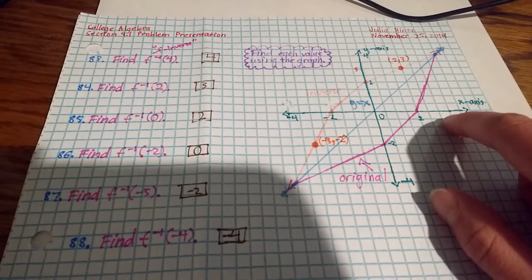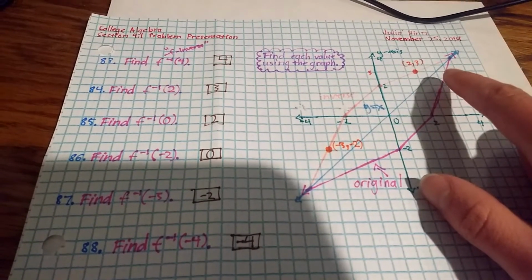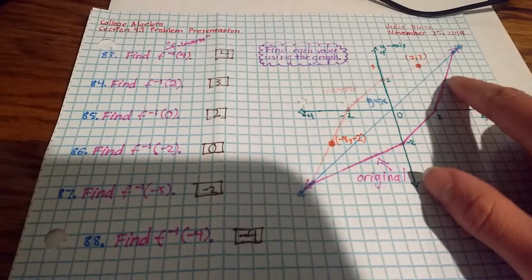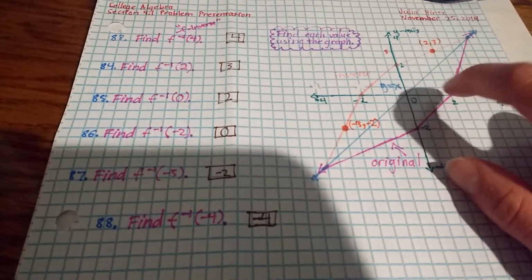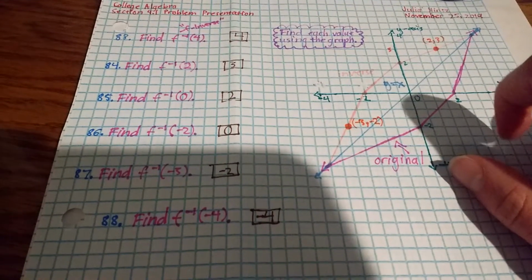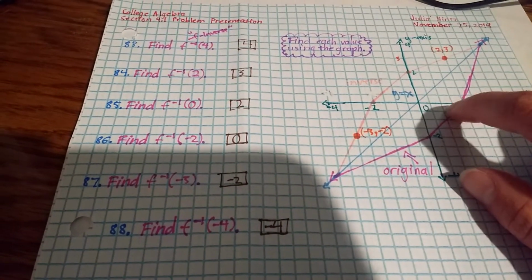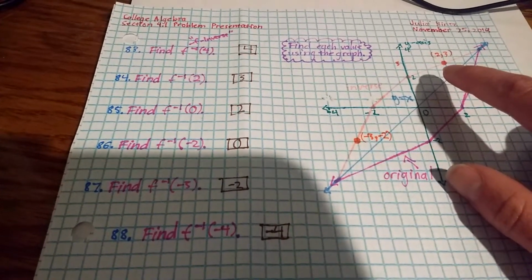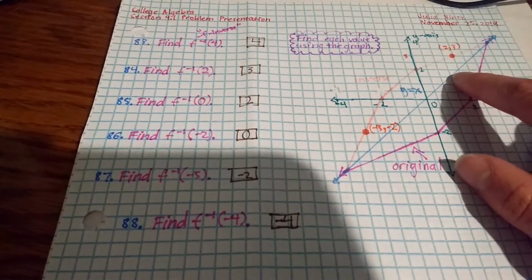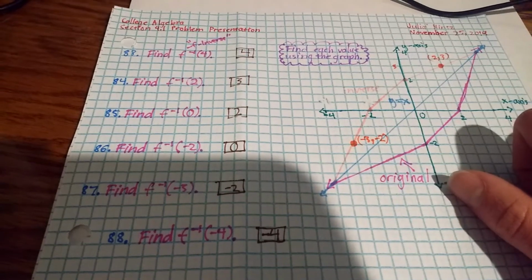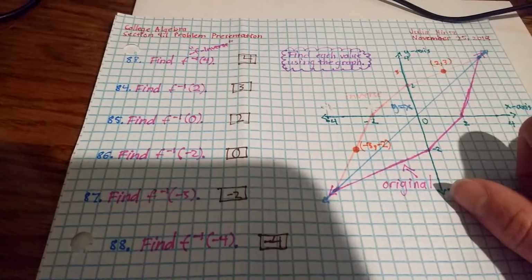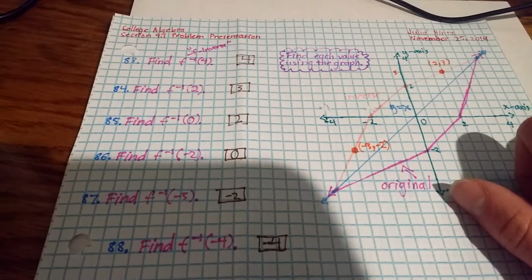So here, when x equals 4, on the inverse graph, y is also going to equal 4. But in number 84, when x equals 2, on the inverse graph, y is going to be 3. And that's going to be our answer, because that is the y value at that point on the inverse graph.